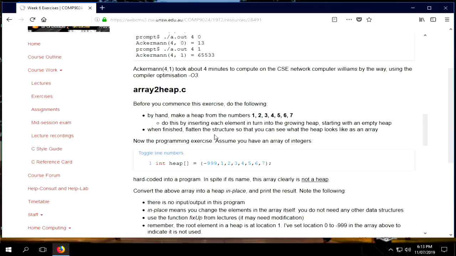Every time I add a number, I call fix up. And fix up, if you remember, knows where the parent is and checks the value of the child against the parent. If they're in the wrong order, it does a swap. 2 is greater than 1, so that's wrong. So that becomes 2, 1. We've got a good heap now.